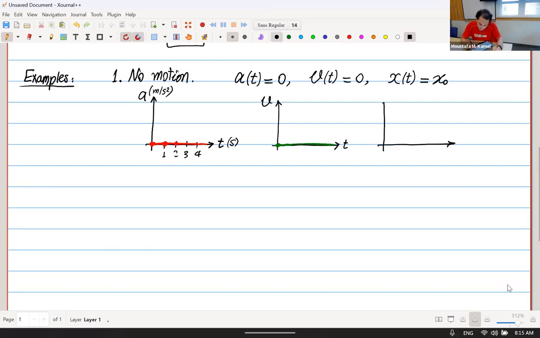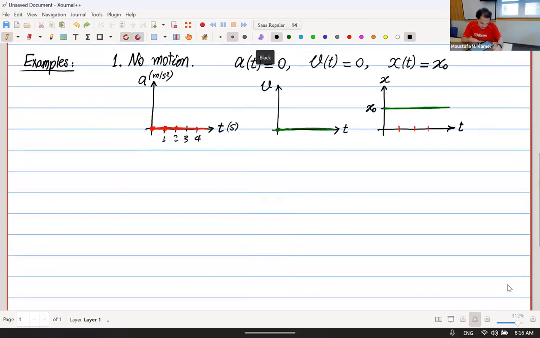Position, however, will not be at 0 unless I stated my initial position to be 0. But the point is, it will be the same at any moment of time. So it's a straight line like this. It doesn't change. So at 1 second, 2 seconds, 3 seconds, etc., it's still at the same value x naught. So this is the case of no motion at all. Okay.